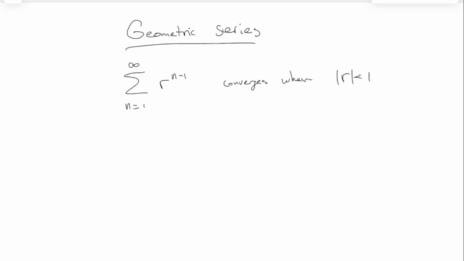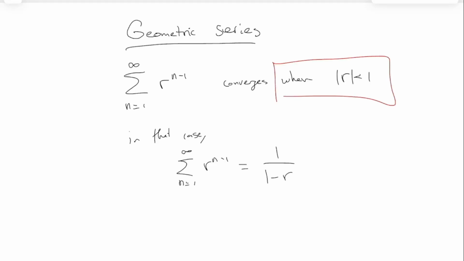And what it converges to, in that case, is the sum from n equals 1 to infinity of r to the n minus 1 equals 1 over 1 minus r. So this formula you should remember, because it's going to come up a lot. You also have to remember this formula only applies when r is of absolute value less than 1. Even if r is bigger than 1, you can still try to use that formula and it will still look like it makes sense, but it's wrong in those cases. Only when the absolute value of r is less than 1 does that formula even apply.